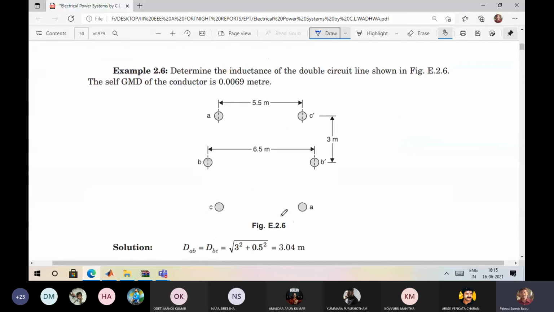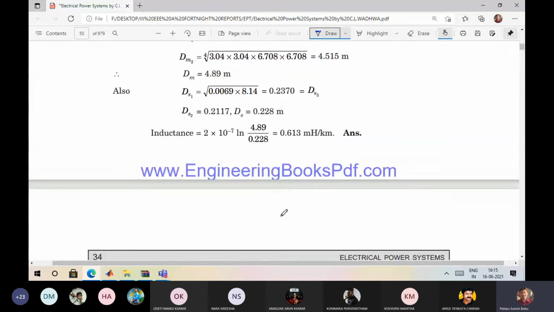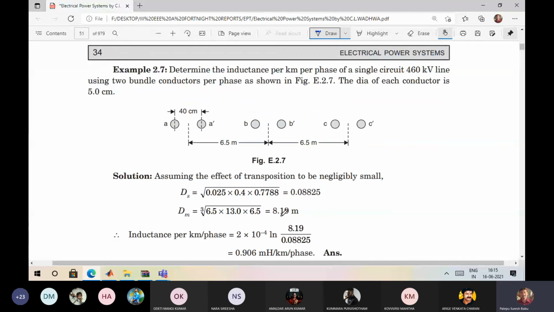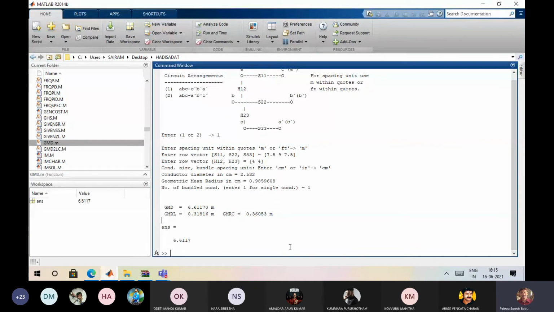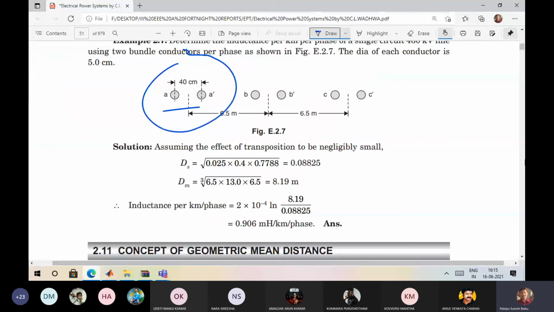Next coming chapter, we'll see a similar problem. This is also a vertical configured circuit, and this is the horizontal one. Here the problem is to determine the inductance per kilometer per phase of a single circuit. Once again it is a bundle conductor, with 2 conductors per phase. It is again a single circuit. We will check it once again: here it is 0.3603. We will check in capacitance.